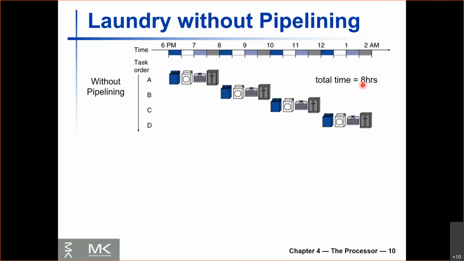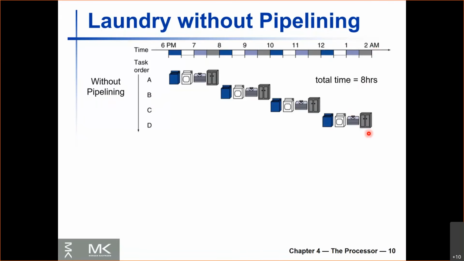Now 8 hours is a lot of time, right? Especially if you're the last roommate to go, you're probably not going to be happy about doing your laundry from midnight to 2 a.m. You probably want to be sleeping during that time. So it would be nicer if we had a faster way for the roommates to do their laundry.